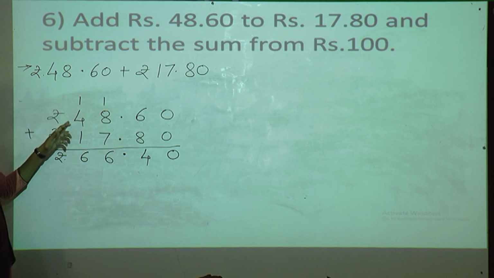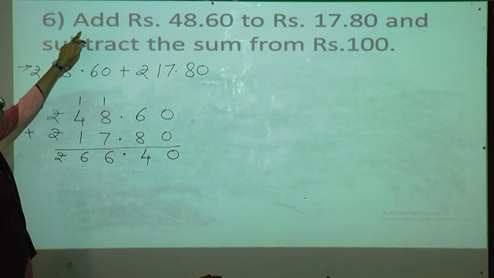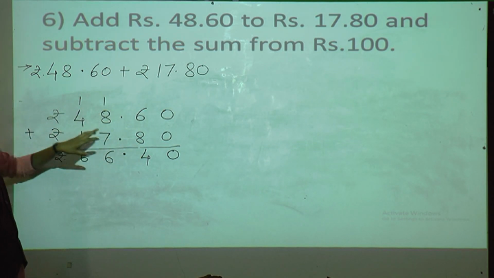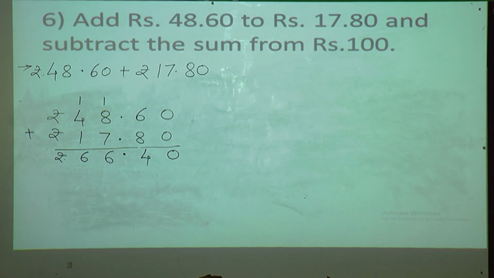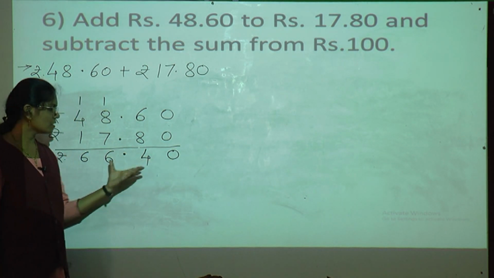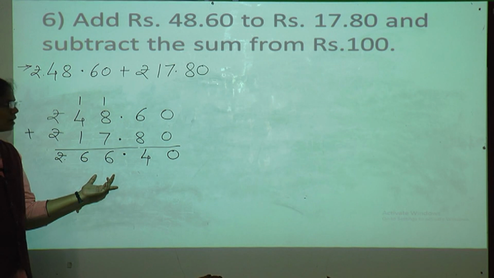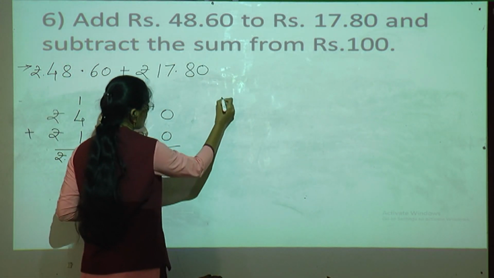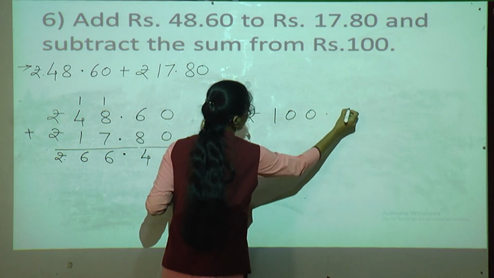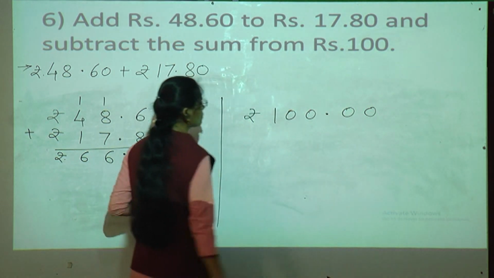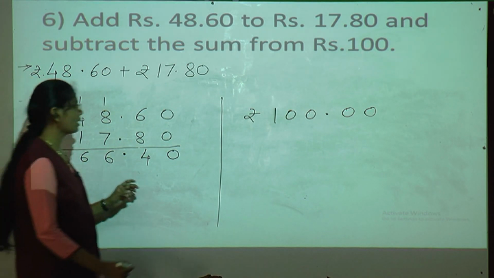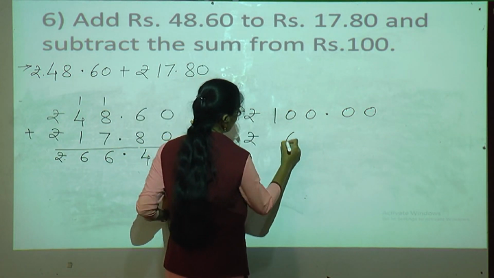Here we got the sum 66.40 after addition. See here, what was the question? Add 48.60 to rupees 17.80, and subtract the sum from rupees 100. Now here we got the sum rupees 66.40. This sum we have to subtract from the 100. So here we do the subtraction. From 100 we have to subtract the sum. Okay, what did we get as the sum here? Rupees 66.40. So let us do the subtraction.